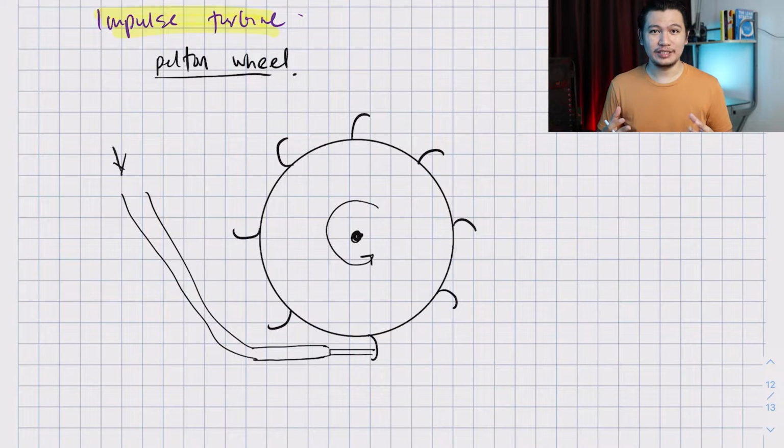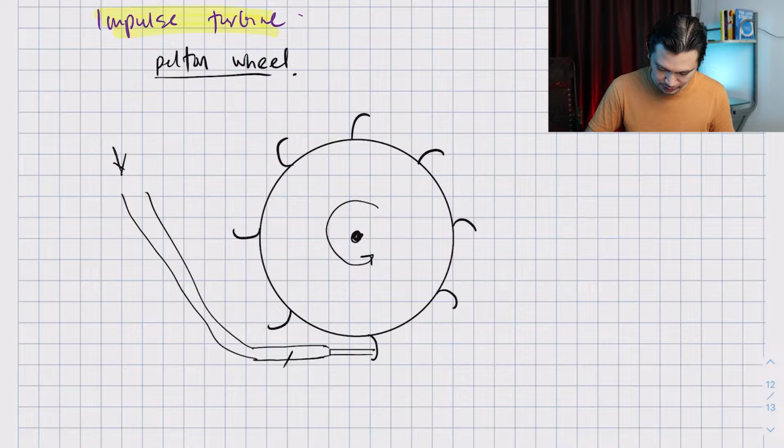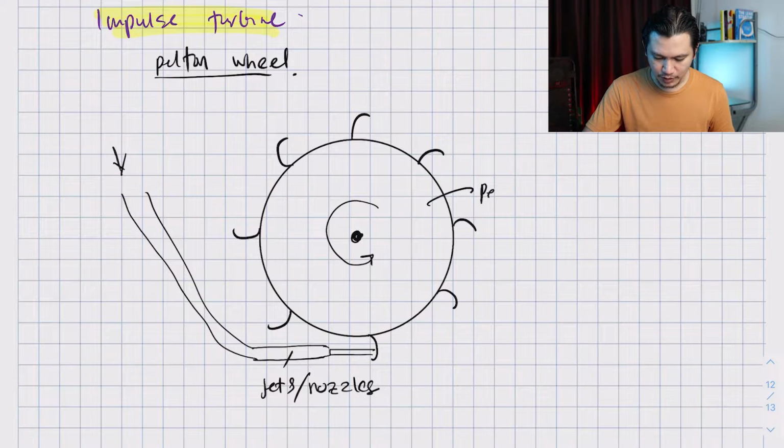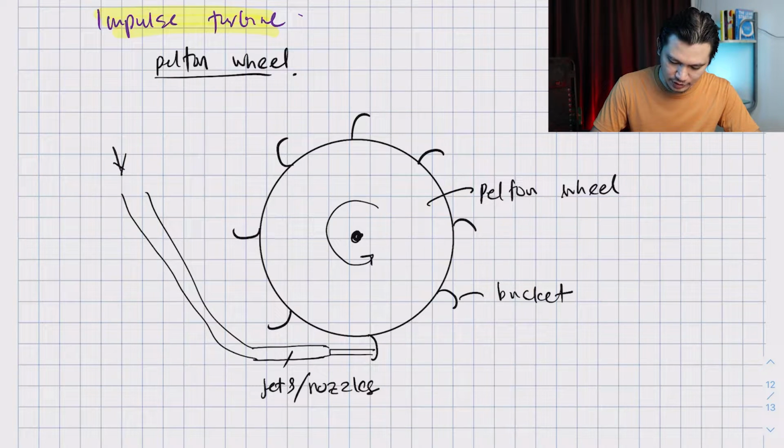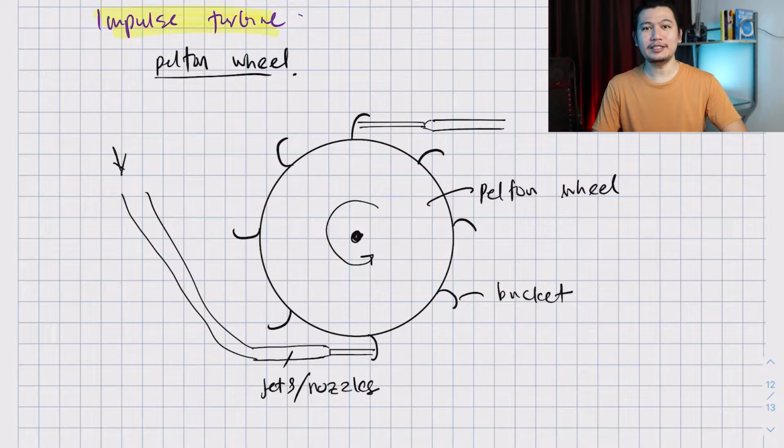And a Pelton wheel can have multiple jets or multiple nozzles. Okay, this is called jets or nozzle, right? And this is called the Pelton wheel, and this is called the bucket. In case of multiple nozzles, let's say it's got two nozzles, so this might be another nozzle, right? That's also going to inject water into the wheel.